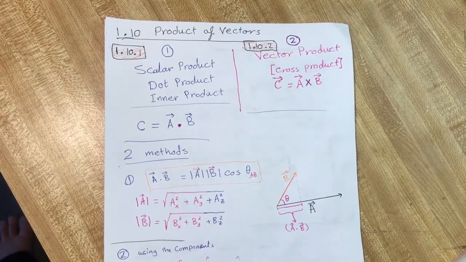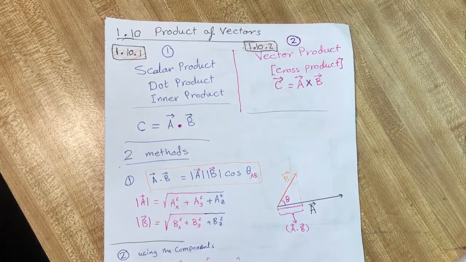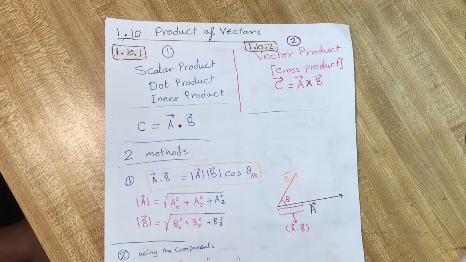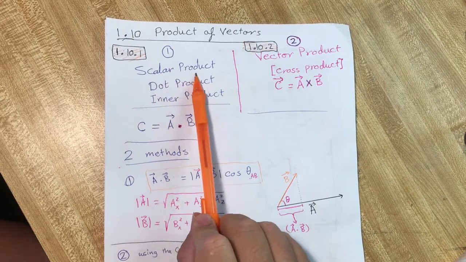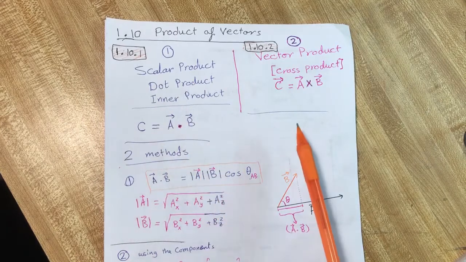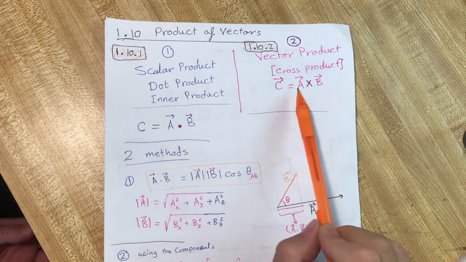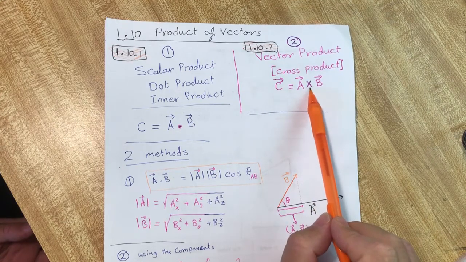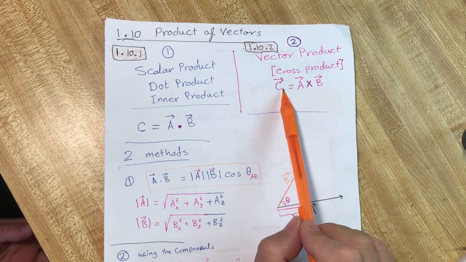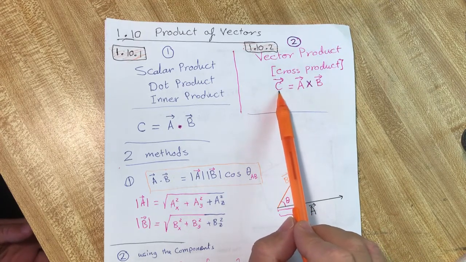Okay students, now we'll talk about an important operation for vectors, which is the product of vectors. We have two kinds of product of vectors. The first one is the scalar product, or dot product, or inner product. All are the same. The second one is the vector product, or cross product. The notation of the cross product is A cross B, and the resultant is another vector. We will see its properties later.